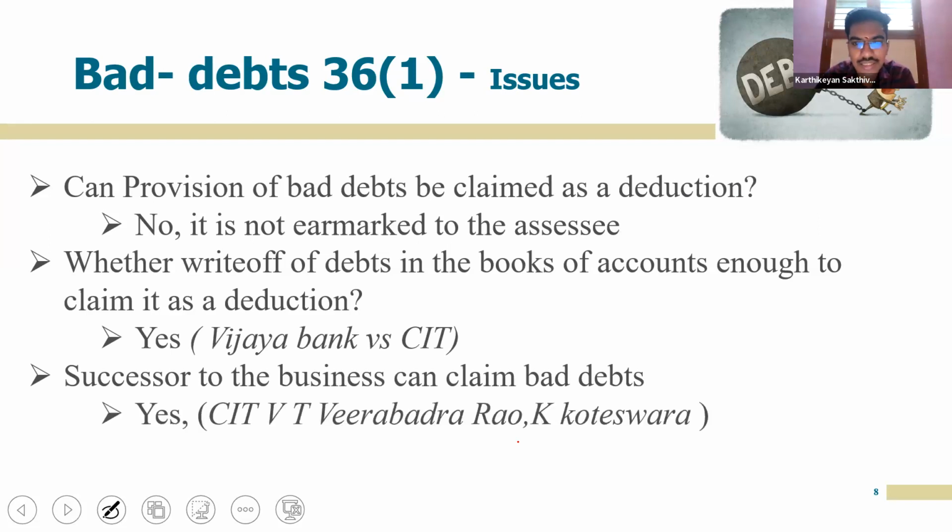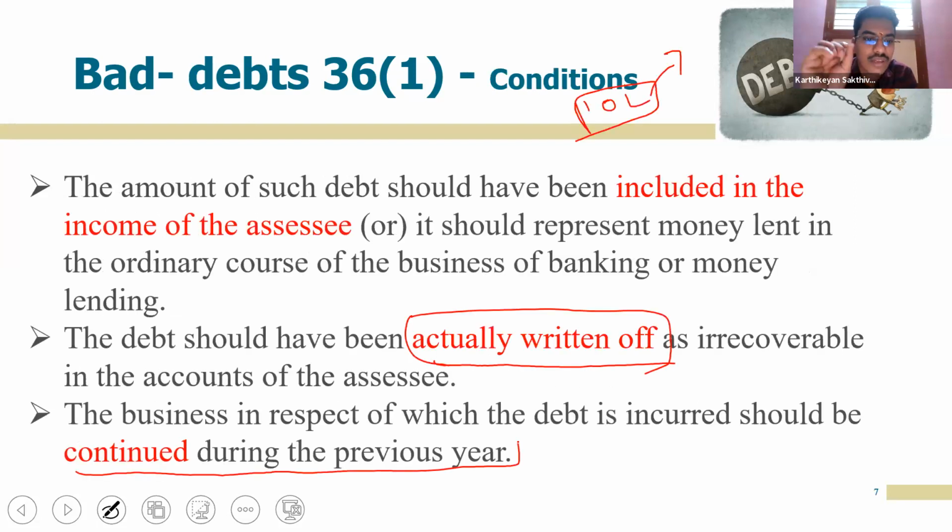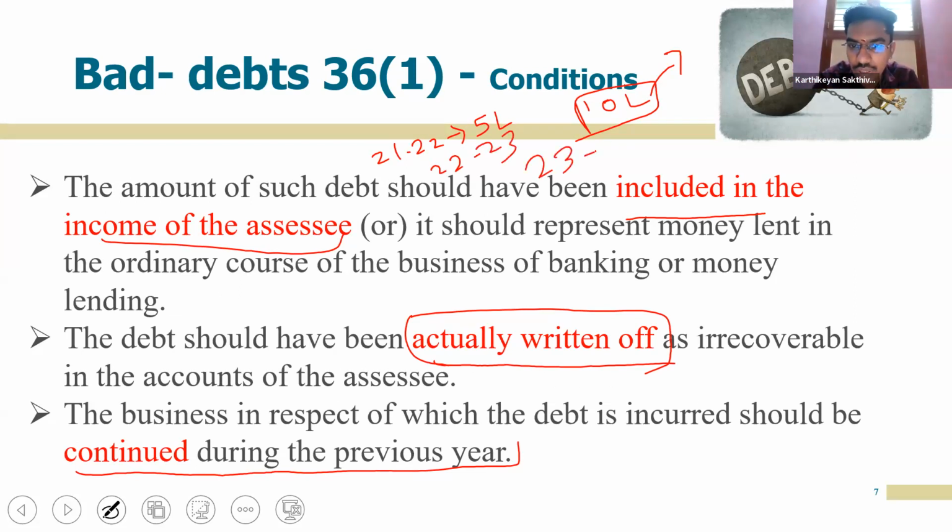It is said that yes, the successor to the business can also claim bad debts. What was the issue? It should be included in the income of the assessee. So assume, for example, I'm doing my father's business. My father had a business. In assessment year 21-22 he included 5 lakhs in his income. In the year 22-23 I'm taking over the business. In the year 23-24 this debt becomes bad. This 5 lakhs becomes bad, right?